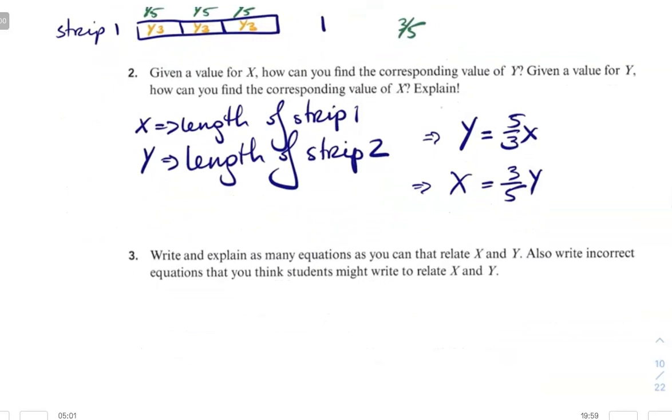So write and explain as many equations as you can that relate x and y. Also write incorrect equations that you think students might write to relate x and y. And I'm going to let you finish this before you move on to the next section.